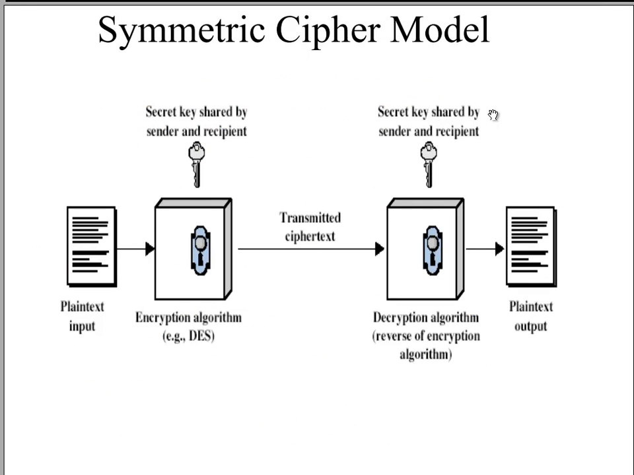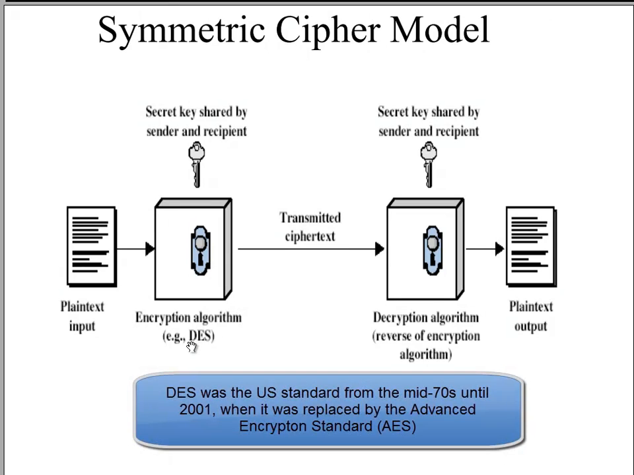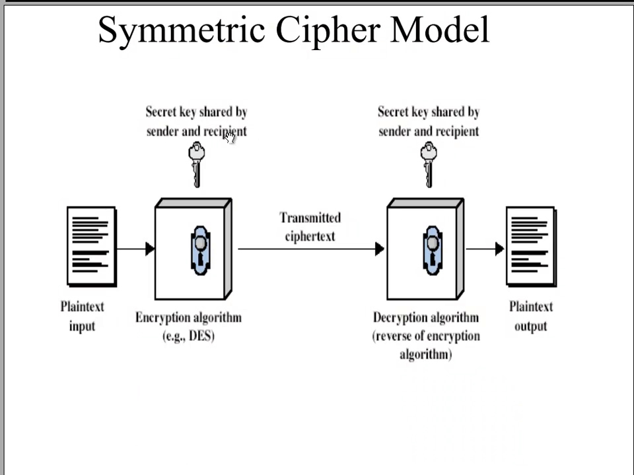This is a graphical depiction of how a symmetric cipher or symmetric algorithm works. On the left, we have our plain text input, and here we're using an encryption algorithm that provides us with a symmetric cipher. And here it's the Data Encryption Standard, which is the older standard used by the U.S. government. Note that we have a secret key that has to be shared by the sender and the recipient. It's only a single key.